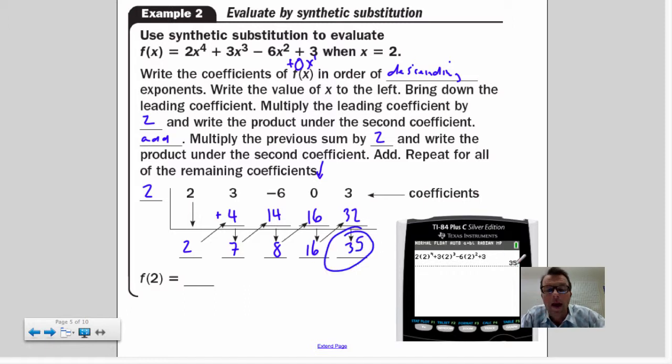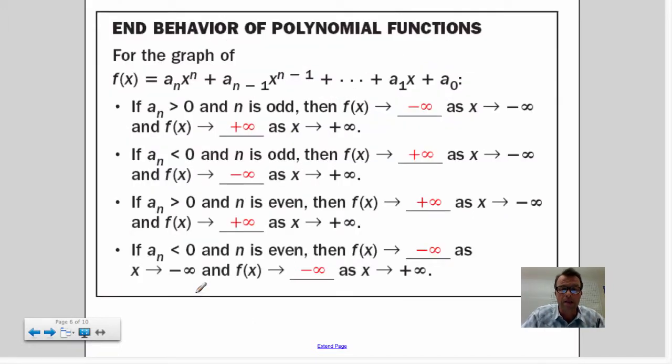That's the same 35. Granted, this probably came about when graphing calculators weren't around, and if you didn't have a calculator, you could see that this is a nice system. So this is called synthetic substitution, and we will practice this in class.